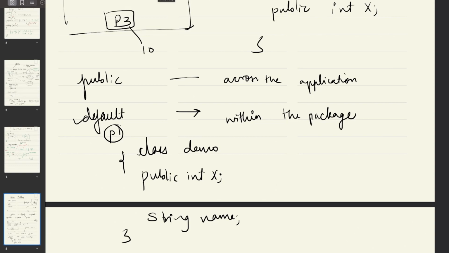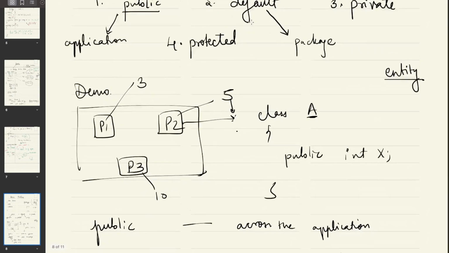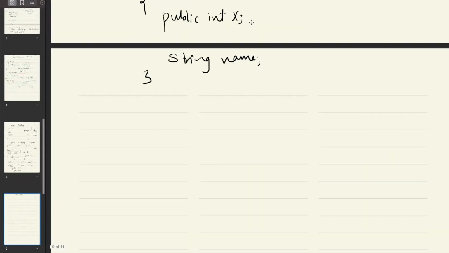Now let's talk about the third and the fourth one, which is protected and private. So let's talk about private. Private is the most restrictive access modifier, meaning if you make any kind of data member or method private, the access of that entity is only available in the class in which it is defined.